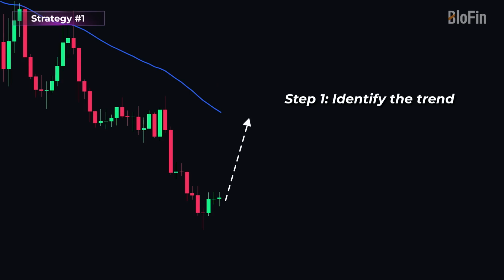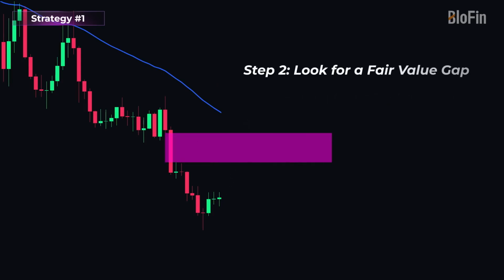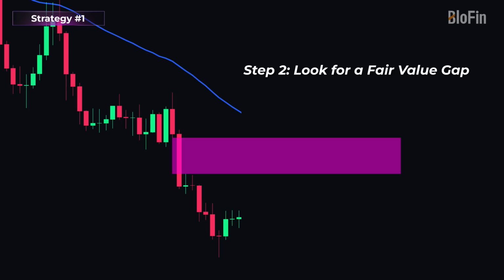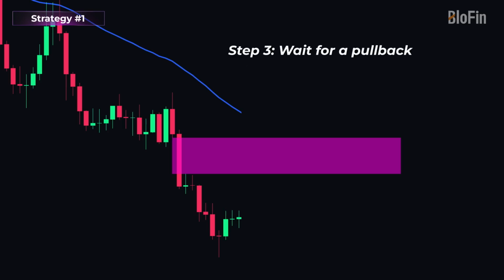This means we're now looking for a pullback upwards to enter a short position. Next, we can spot a bearish fair value gap from this large red candle, where the previous candle's low doesn't overlap with the next candle's high. Once the fair value gap is identified, the next step is to wait for price to make a pullback and fill the gap, ideally with confluence.